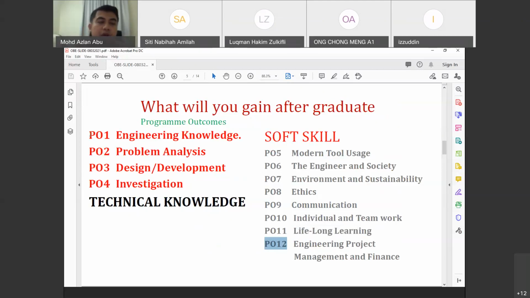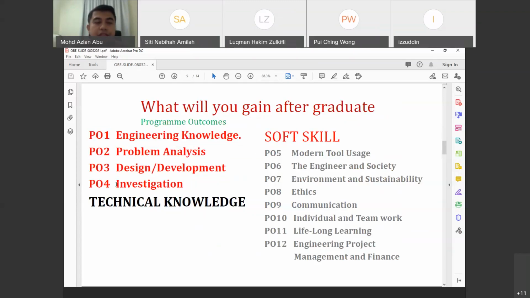When you do PO1, for example, engineering knowledge. For example, you answer the quiz, you answer a test, so that will be mapped into PO1 under engineering knowledge. Secondly, we have PO2, which is problem analysis. When you want to analyze your problem under your subject, you analyze based on literature review, you find references, so these fall under problem analysis. Thirdly is PO3, design and development. When you design software, hardware, you design framework, you design coding, this will fall under design and development.